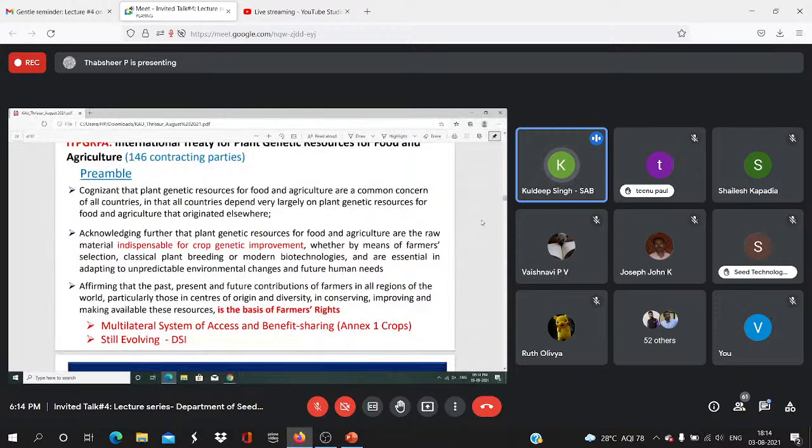So I will ask students, do read the preambles of all these treaties. They will give you a sense of responsibility which you should have for the future, for the plant genetic resources, for the biodiversity in general.